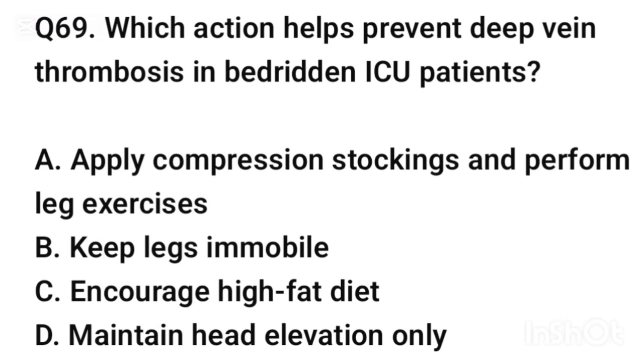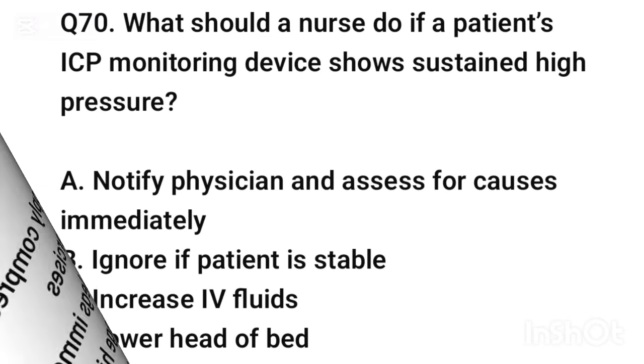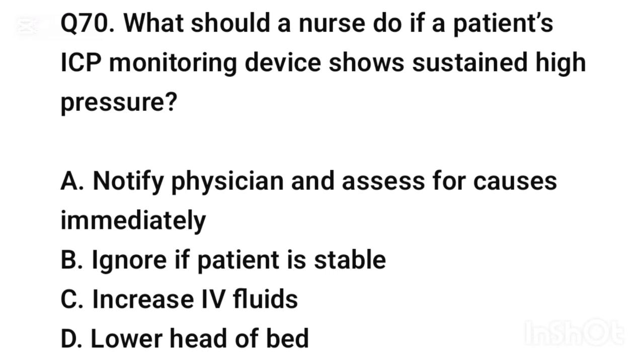Question number 69. Which action helps prevent deep vein thrombosis in a bedridden ICU patient? The correct answer is option A. Apply compression stockings and perform leg exercises. Question number 70. What should a nurse do if a patient's ICP monitoring device shows sustained high pressure? The correct answer is option A. Notify physician and assess for causes immediately.